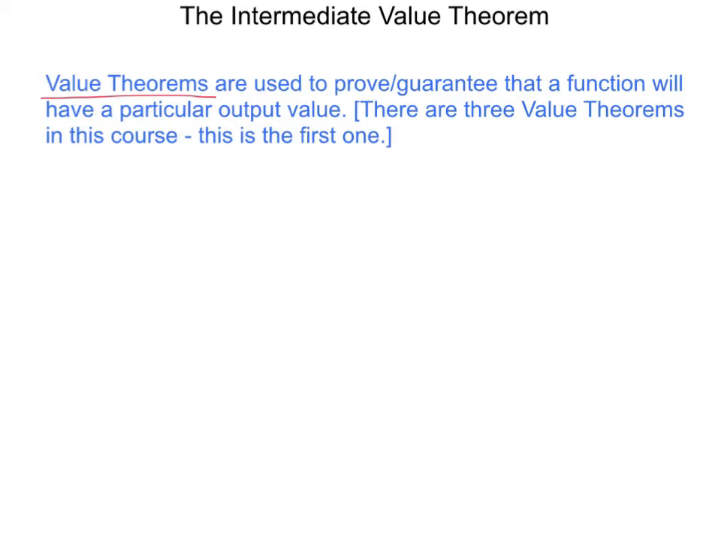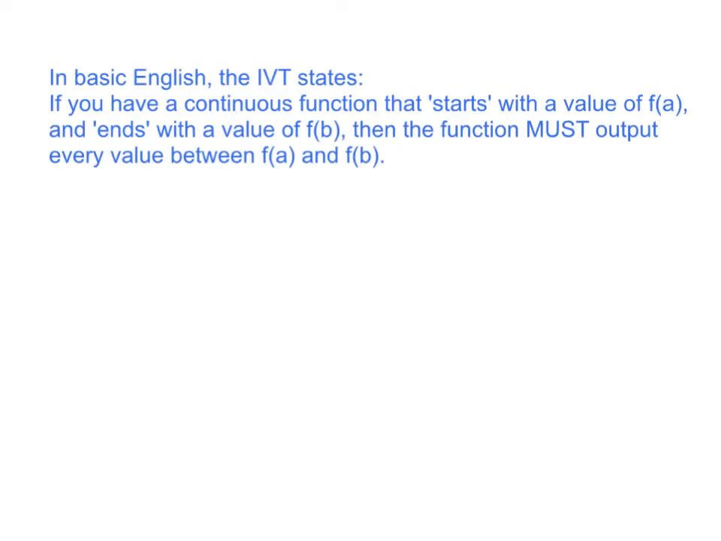So if you're ever reading a problem and it's asking you to prove that a function has some value, like, oh, prove that f of x is equal to 15, or, show whether or not f of x is equal to 13 somewhere on this interval, it's indicating that you're going to need to use one of the value theorems. And like I said, the intermediate value theorem is the first one we'll be talking about.